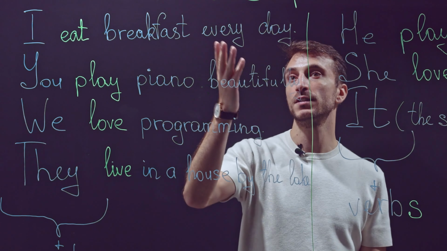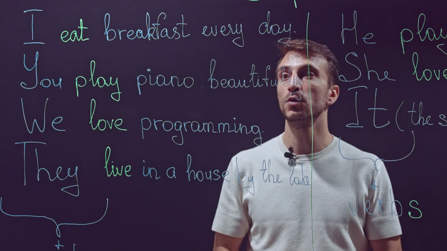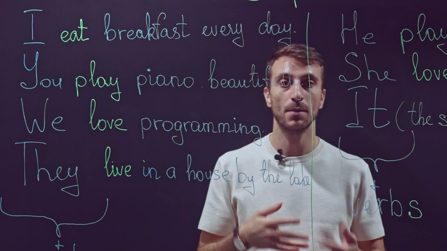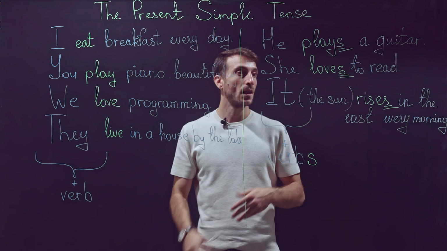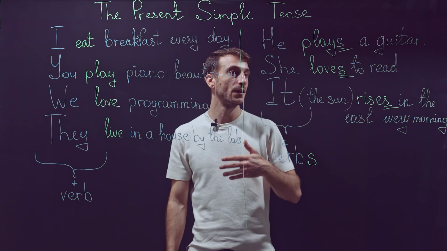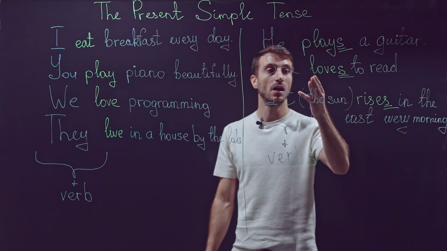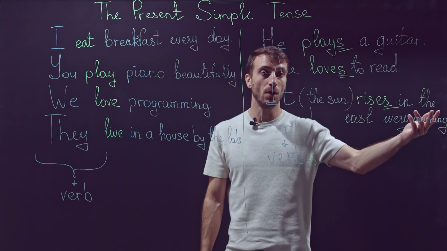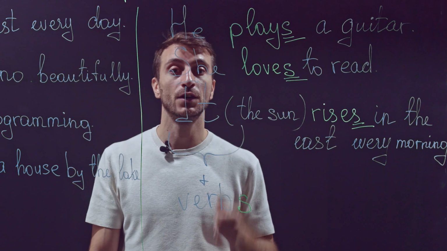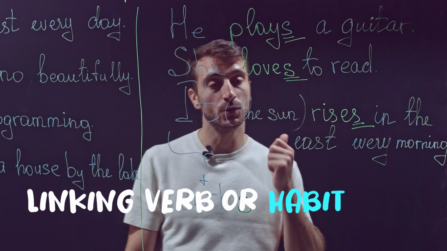I eat breakfast every day. In this sentence, the verb eat shows us the action that happens every day, regularly. And in this sentence, she loves to read. Loves is the verb, but to read is also a verb, right? So loves here is the verb that shows habit.